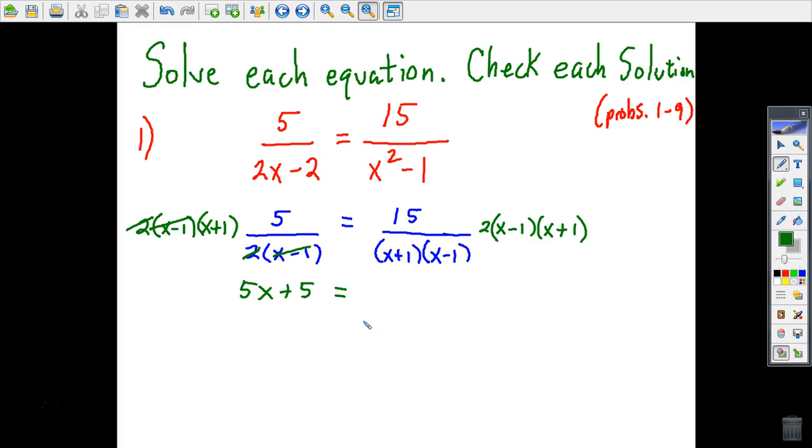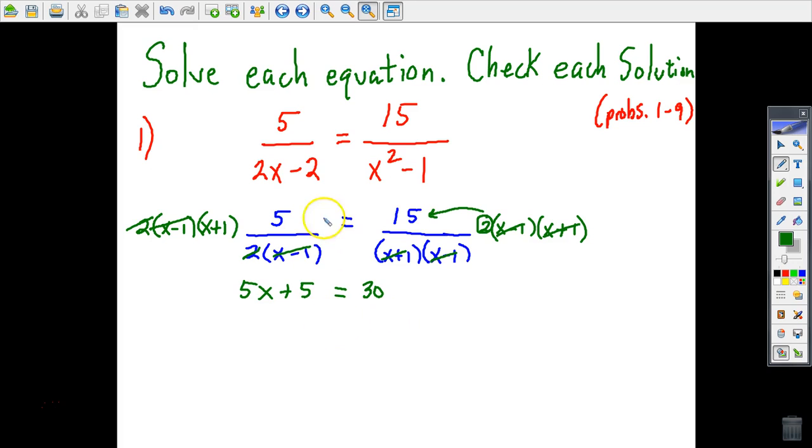Okay, moving over to the right side, I'm going to do the same thing. Remember, whatever I do to one side of an equation, I have to do to the other side. So notice that the x plus 1's would cancel, they match up. The x minus 1's would cancel when I divide. The only thing that doesn't cancel is 2, and I'm going to multiply that 2 times 15 and get 30.